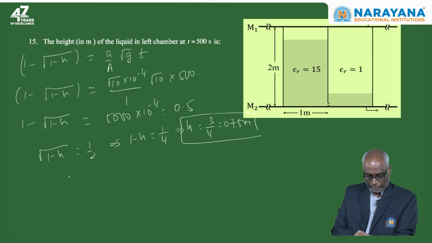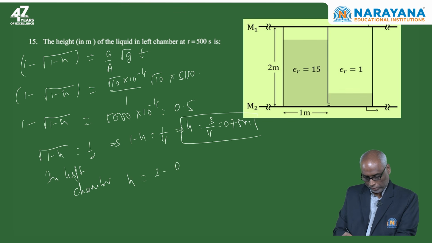They have asked the height of the liquid in the left chamber. In the left chamber, the height will be equal to 2 minus 0.75, which is nothing but 1.25 meters. This should be the answer for question number 15.